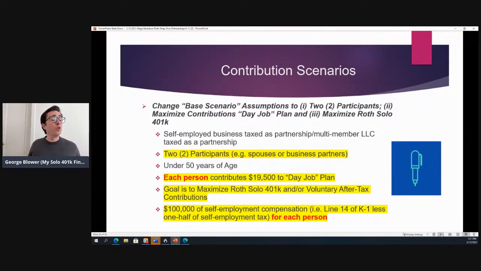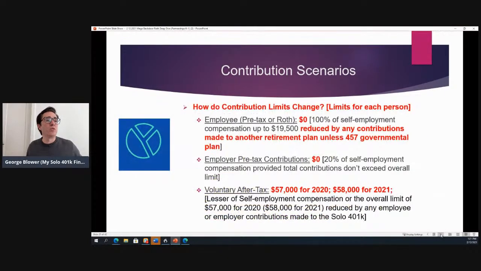So now we're going to here really be changing a lot of scenarios. We're back to the person being under 50 years of age. They maximize to the day job. They just want to make Roth and or voluntary after-tax contributions, but it's two persons. So in this scenario, they've each already maximized to their respective day job plans. So they cannot make any more employee contributions. They don't want to make employer contributions to the plan because those are always pre-tax. So they just put all the money as an after-tax contribution. So $57,000 for 2020, or again, $58,000 for 2021.